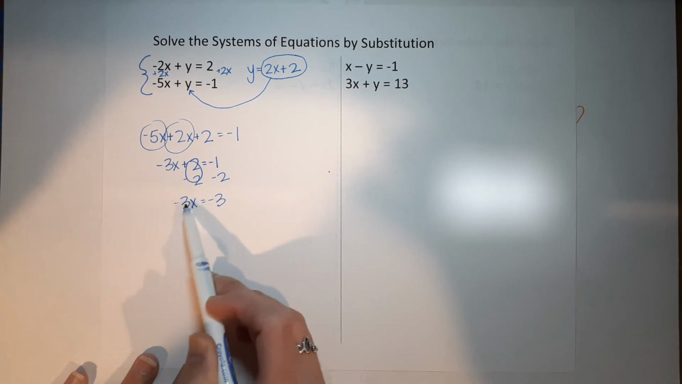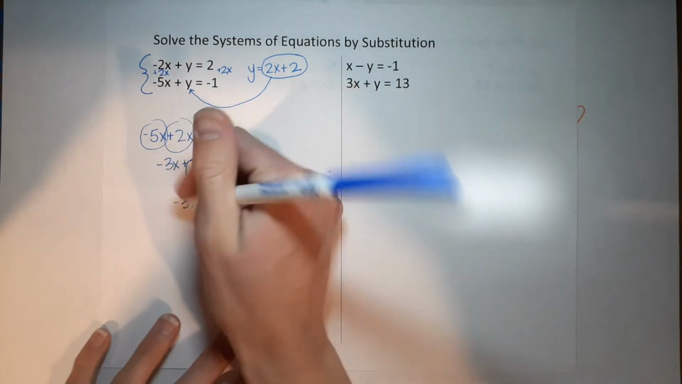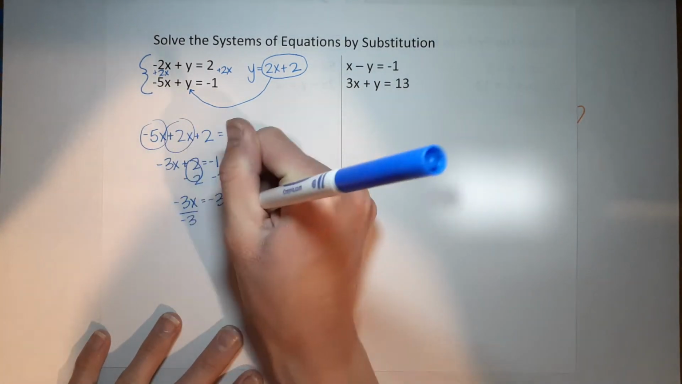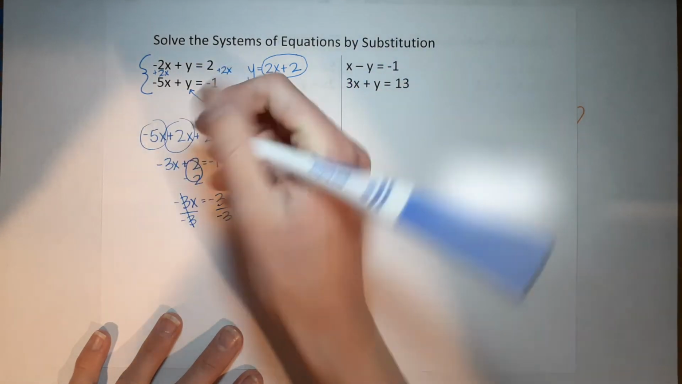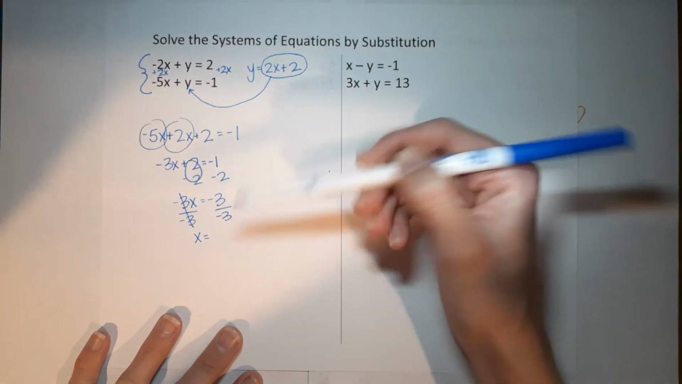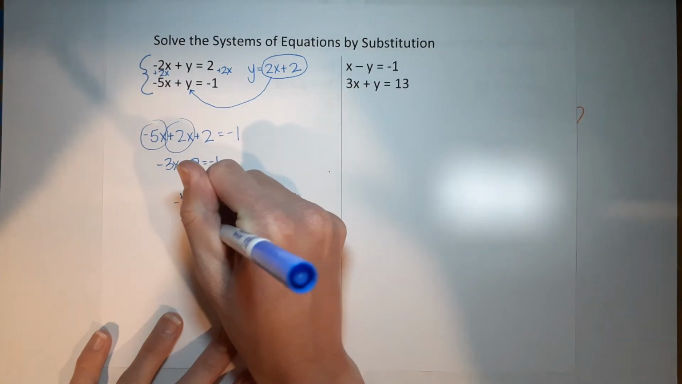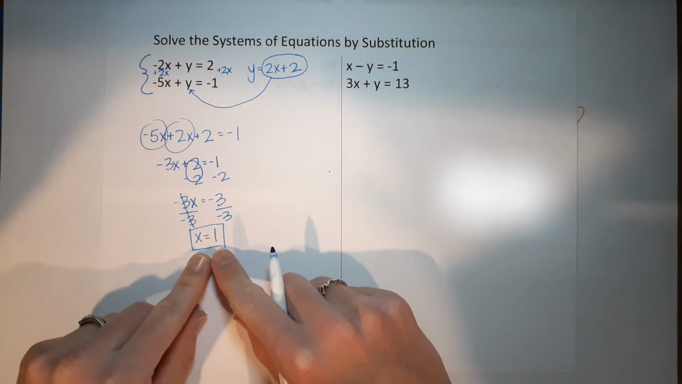So these are being multiplied. To undo multiplication, I do division. So I'm going to divide by negative 3. I got to do it on both sides to keep everything balanced, right? All right, so then I'm left with x equals, we've got negative 3 divided by negative 3 gives me a positive 1. Okay, so that is my x.